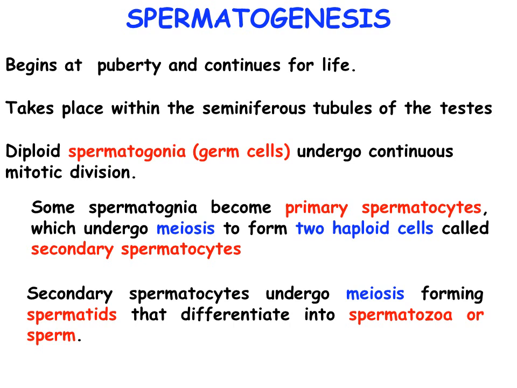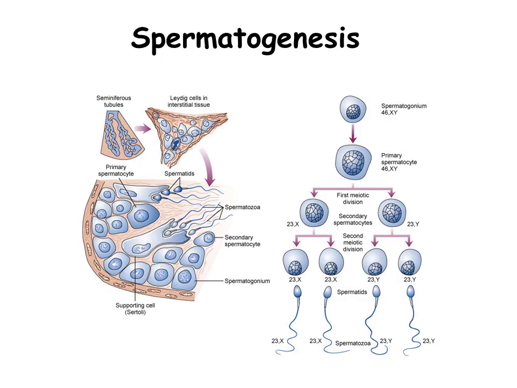So some spermatogonia will become primary spermatocytes, which then will undergo meiosis to form two haploid cells called secondary spermatocytes. The secondary spermatocytes undergo the second step in meiosis, and these will form the spermatids that are actually haploid and differentiate into spermatozoa or sperm. This is just a picture from your textbook showing you where spermatogenesis occurs and the steps in meiosis that lead to the formation from a single cell into four sperm cells.